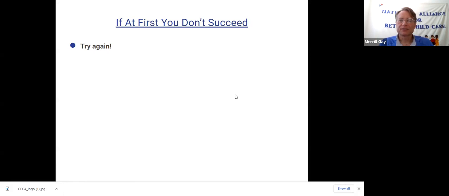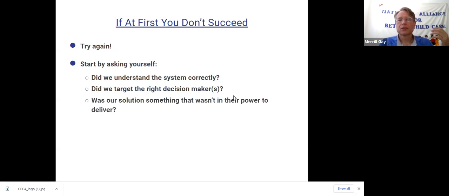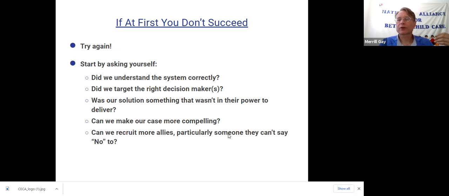And it didn't pass the first time around. It took a lot of trying again. And so if you're doing something and you fail the first time, you want to start asking yourself, did we understand the system correctly? Did we target the right decision makers? Was our solution something that was in their power to deliver? And then, is there something we could do to make our case more compelling? And can we recruit other allies, particularly someone who they can't say no to?